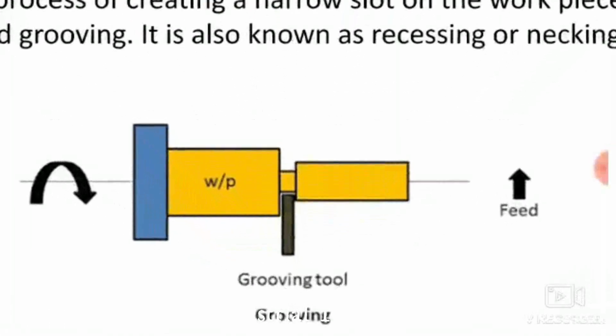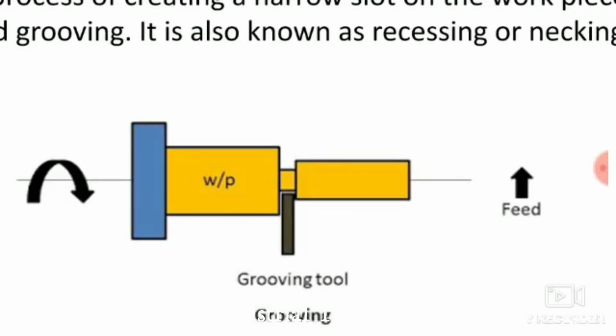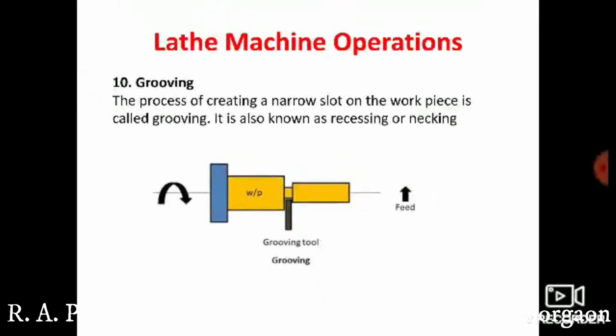So here you can see a neck is formed. You do not have to break it completely, just create a narrow slot. Here you can place O-rings or a gasket. For this purpose grooving operation is done. So here we are feeding the grooving tool perpendicular to the axis of the lathe machine. So this is grooving operation.